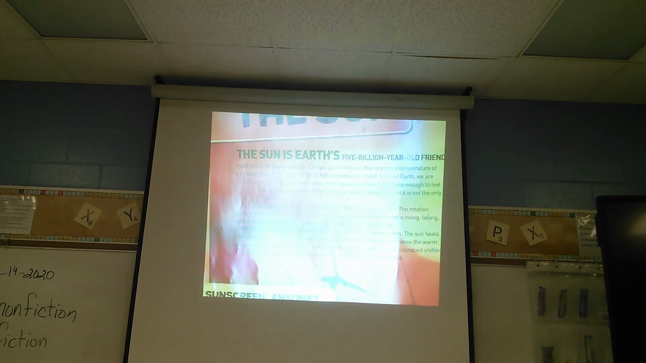Because the sun has a temperature of 27 million degrees Fahrenheit, we can still feel its heat even though we are 93 million miles away from it. So that's how we frame our notes around this text structure that we have identified.